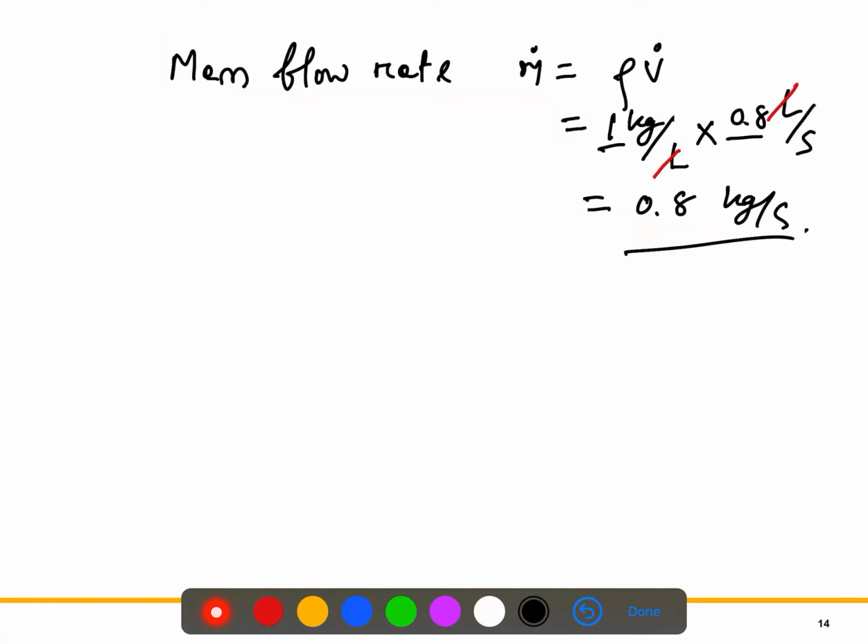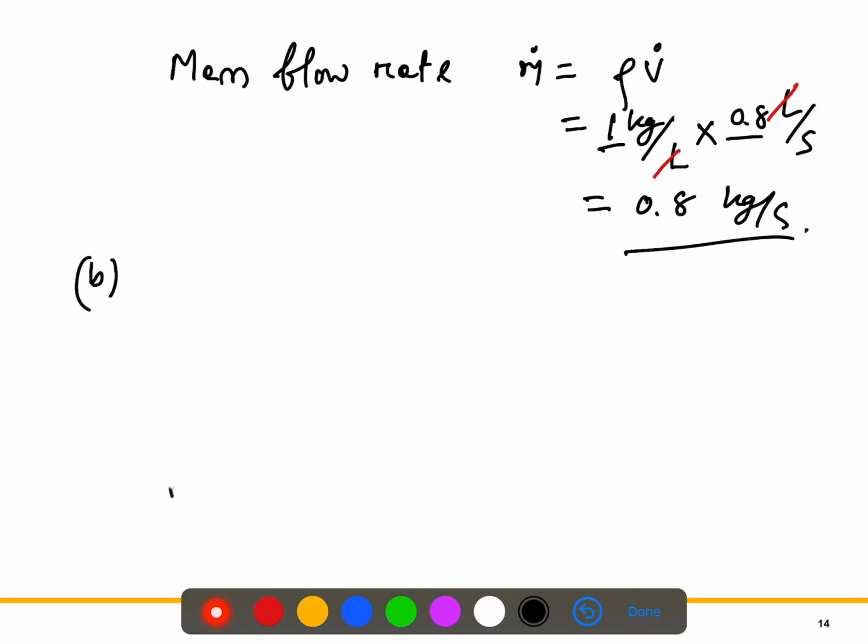So we got the answer for the first part of this question. The second part is, you see the average velocity of water at the nozzle exit. So we'll say this is section B. If we want to calculate the average velocity at the nozzle exit, we know the formula.